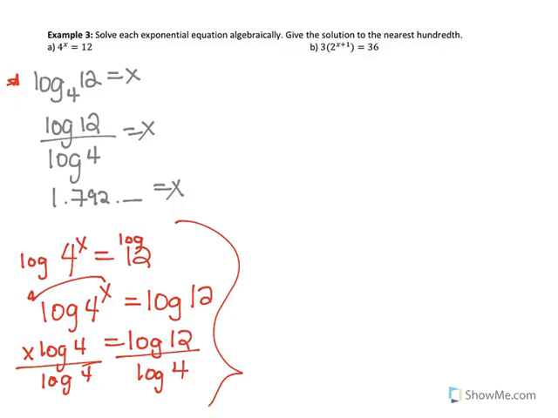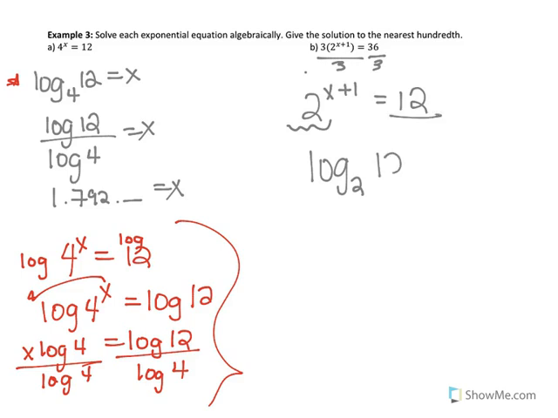Okay, next one. We're going to isolate that bracket by dividing both sides by 3. So we have 2 to the power of x plus 1 equals 12. I'm going to change this into a logarithm. So my base is 2. So log base 2 of 12 equals x plus 1. I'm going to subtract 1. So I have log base 2 of 12 minus 1 equals x.